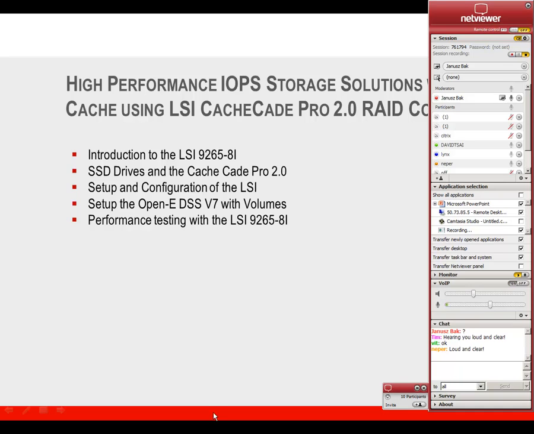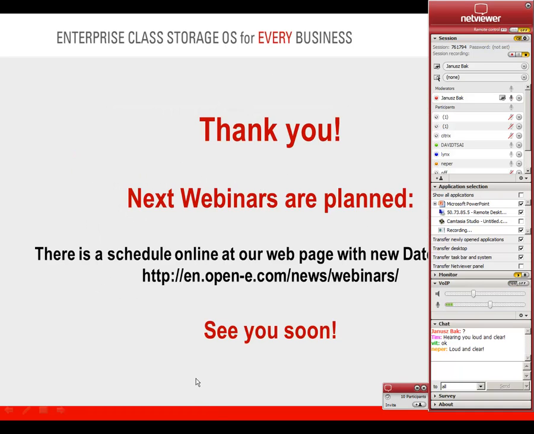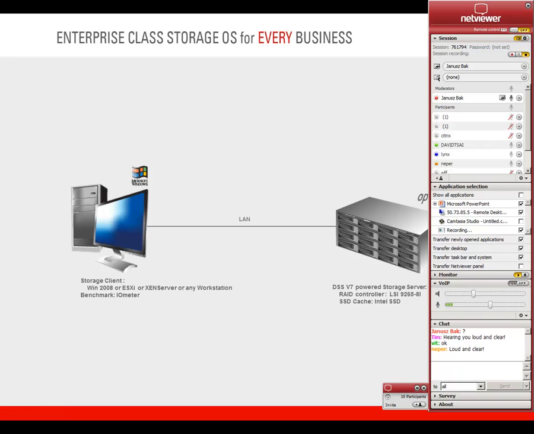So our setup is very simple today. We have a DSS V7. We can use also V6, but as the latest is V7, this is why we are using V7. But in this case, there is no real difference. We will have the LSI RAID controller installed in the data storage server, and we are using Intel SSDs today.